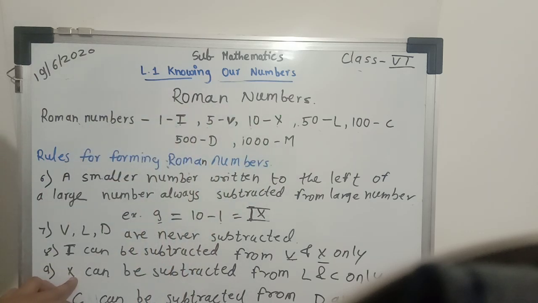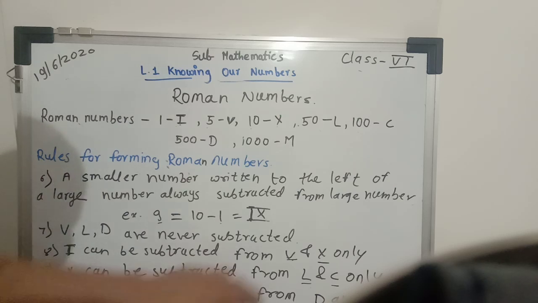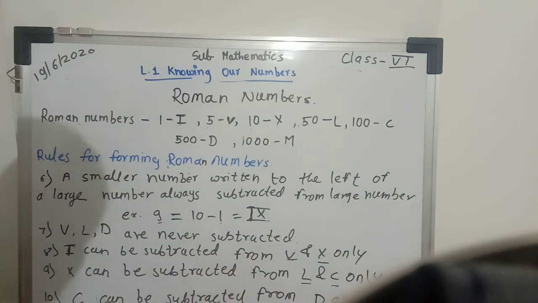This capital X is for 10, okay, and 10 can be subtracted from L and C. So L stands for 50 and C stands for 100. So you can subtract 10 from 50 and 100 only.